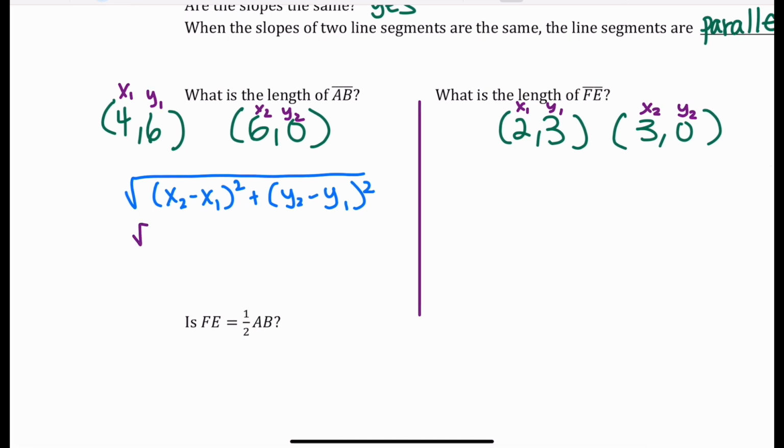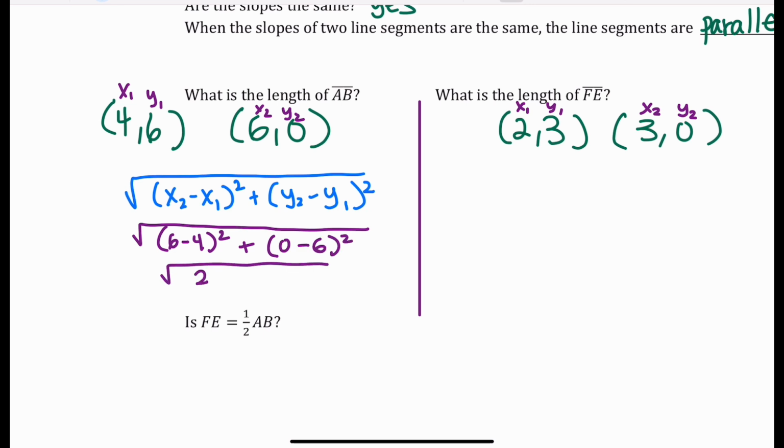So we have the square root of (6 minus 4) squared plus (0 minus 6) squared. Square root of 2 squared plus negative 6 squared. You could put that in your calculator. Square root of 4 plus 36 is the square root of 40. And this, if you put it in your calculator, you're going to get 2 square root of 10.